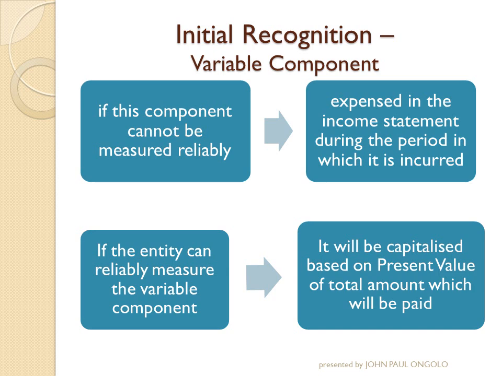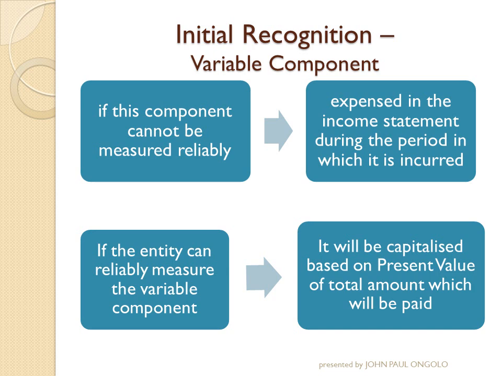However, if the entity can reliably measure the variable component, that variable component will be capitalized based on the total amount which will be paid due to that license contract. So if a license contract has a period of 5 years, the variable component which will be paid for the 5 years in total has to be recognized at present value and included into the cost of the asset at the inception of the license contract.